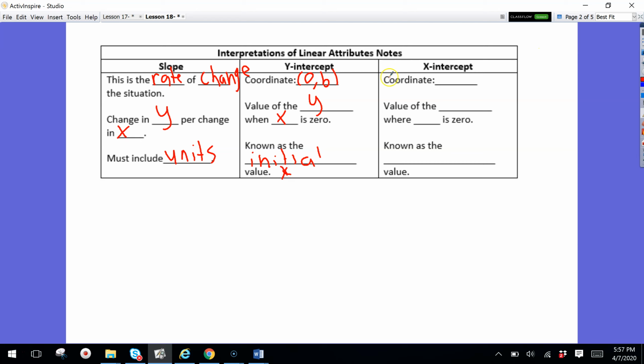The coordinate for our x-intercept is going to be the reverse. It's going to be our x when y is 0, and it is the value of x when y is 0. A lot of the times in our easier problems, it's going to be known as the ending value. Again, I'll put a star on this because this is for easier types of problems. We're going to see some problems where that's not technically what it is.